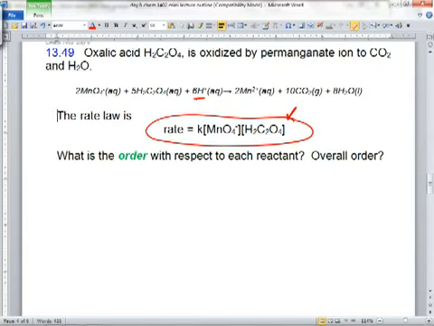Okay? So they told us what the rate law is. So what is the order with respect to each reactant? We've got permanganate, C2O4, and we've got H plus. What is the order for each reactant? What is the little exponent? So permanganate, you'd say what? If it was 2, they'd have to have a 2 written where? Right there, right?